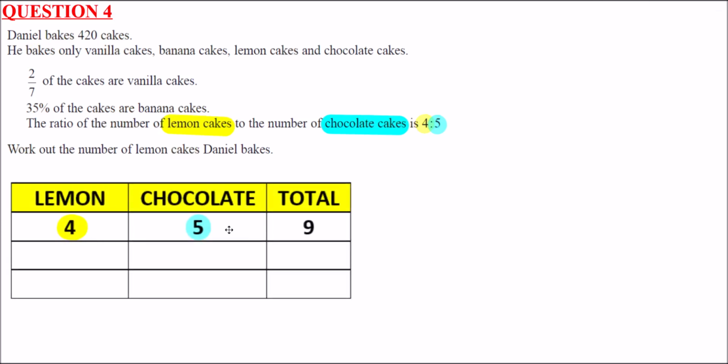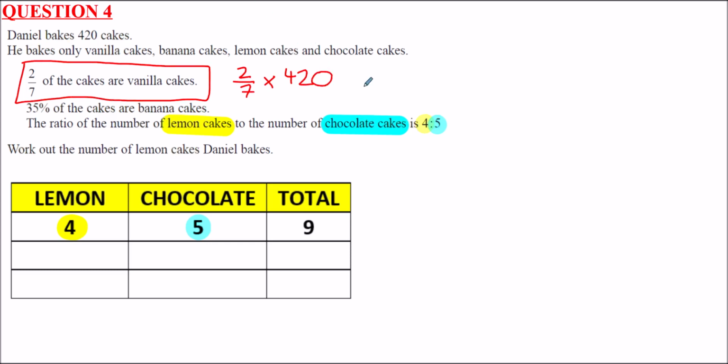So 4 lemon, 5 chocolate, 9 lots of cakes in total, just considering the lemon and chocolate, of course. So we're told here that he's baked 420 cakes in total. And we're also told that 2/7 of these cakes are vanilla cakes. So the vanilla ones will have 2/7 of, so multiply 420, that will tell us the total number of vanilla.